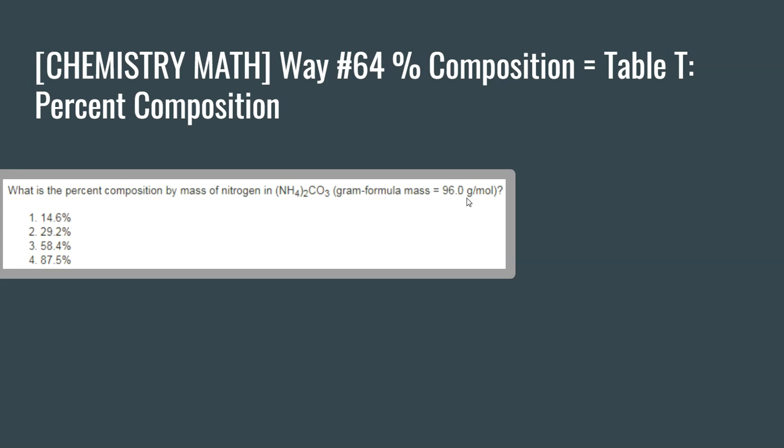It's 96 grams. I see a lot of students calculating the mass of this entire compound by taking the mass of nitrogen, multiplying it by 2, taking the mass of hydrogen, multiplying it by 8, etc. But note that this is already provided for you. So the only thing that you need to do is calculate the percent by mass contributed by nitrogen.